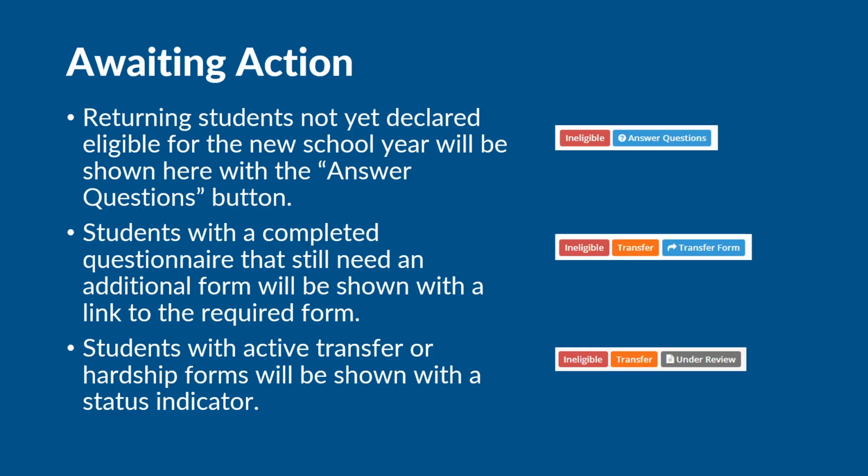The eligibility questionnaire is the first step required for any student, and if it needs to be filled out, you'll see that student's name here on this screen with an Answer Questions button. If the questionnaire has been submitted but a transfer form is required, you'll see a Transfer Form button. If a transfer form or a hardship form has been filed, you'll see that status here on this screen with a link to go look at that information. You can also click on the student's name on this page to look at the full student record.